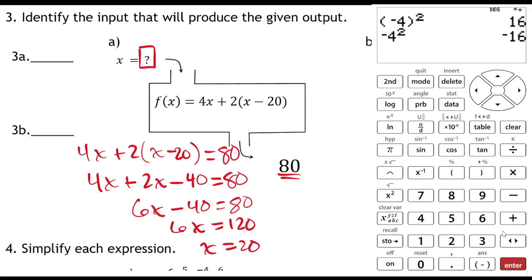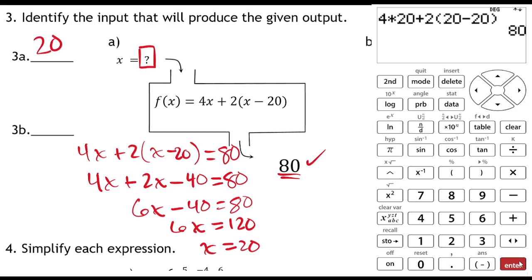Now, of course, it's a nice idea to go ahead and check that. And I guess I'll use my calculator to check it. So I'm just going to go 4 times 20. And then I'm going to add to that plus 2 times open paren 20 minus 20, which is clearly going to be 0. And guess what? 4 times 20 is 80. So hooray, 20 is the value that makes that true. Again, set the definition of the function equal to the desired output. And when you do that, solve for x, and it'll tell you this is the input, right? When I give this thing 20, it's going to give me the number 80.